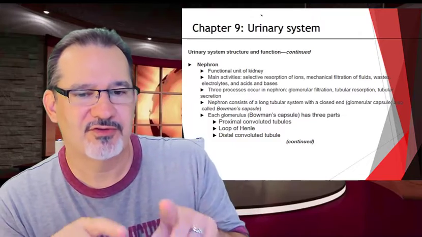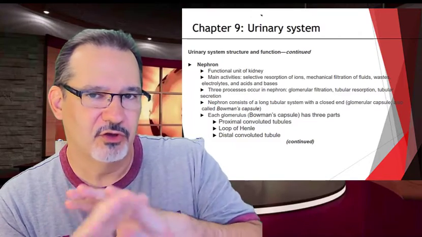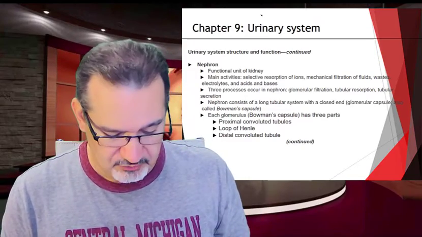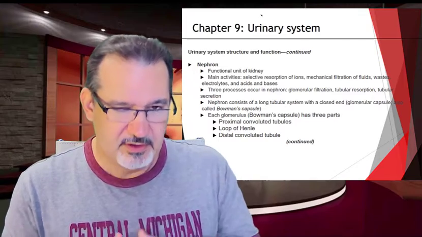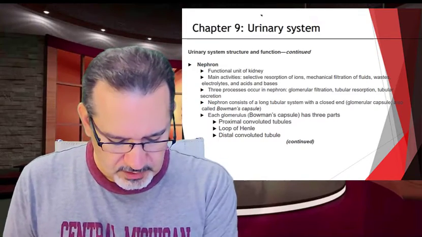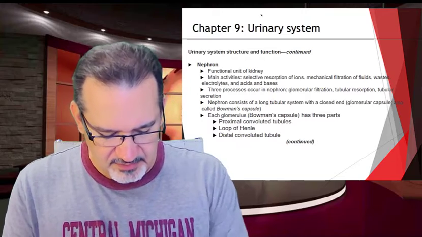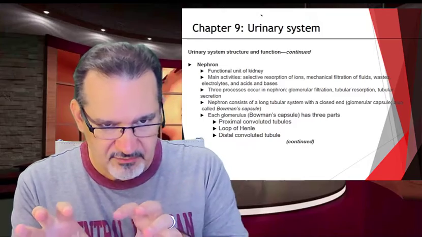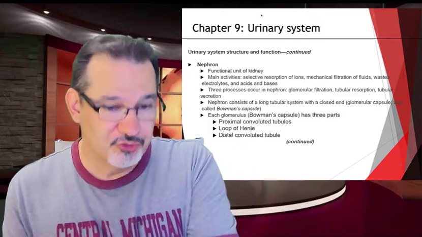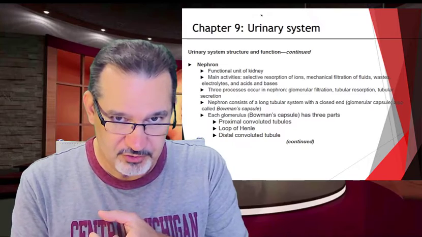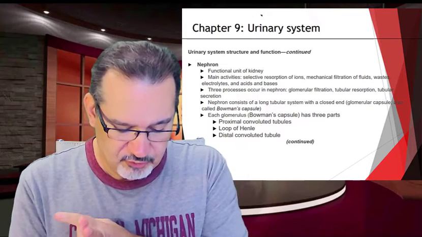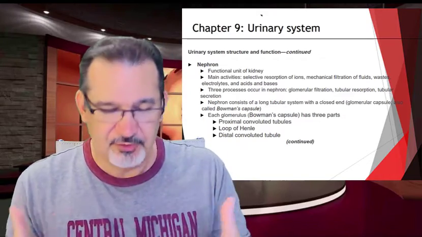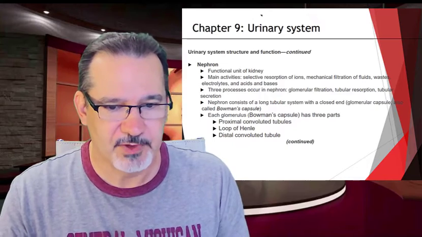Now, three processes occur in the nephron, and this is how urine is formed. So, urine formation and the glomerulus. The three processes that take place in the nephrons in order to produce urine are glomerular filtration, tubular reabsorption, and then tubular secretion. And this is the basic way that urine is formed.